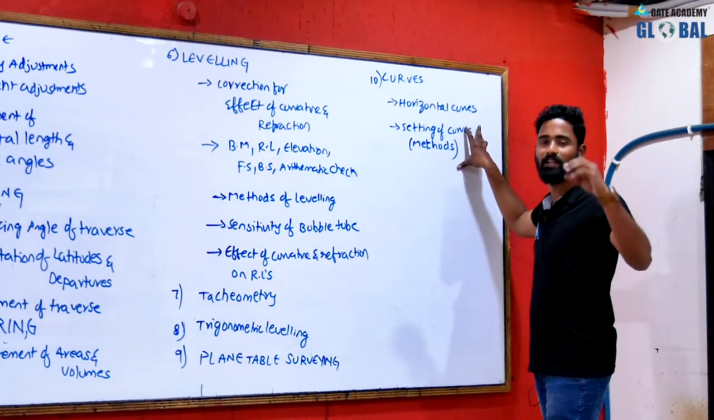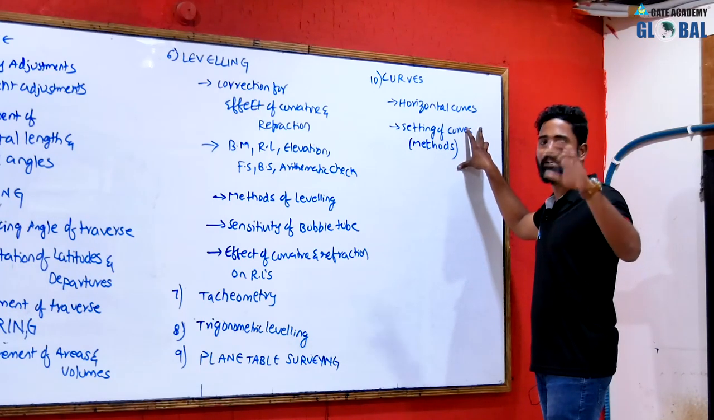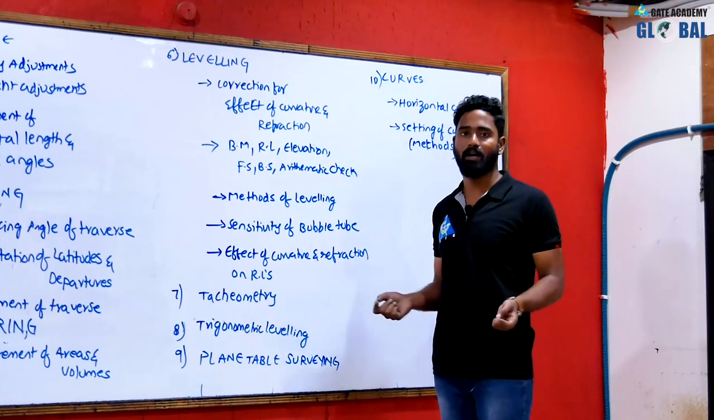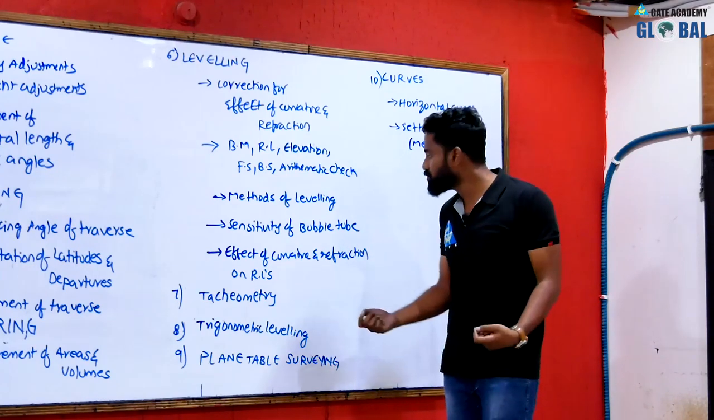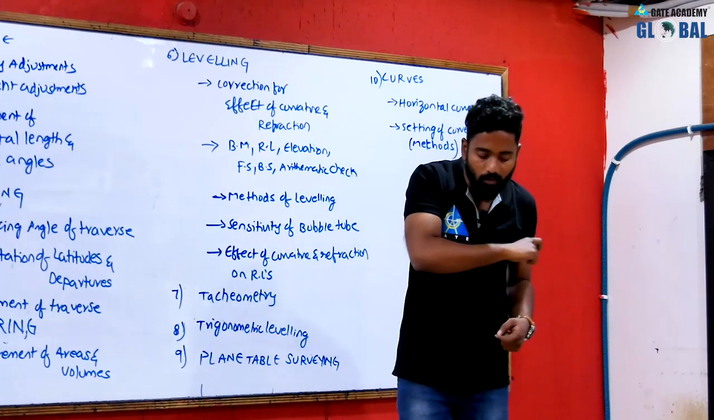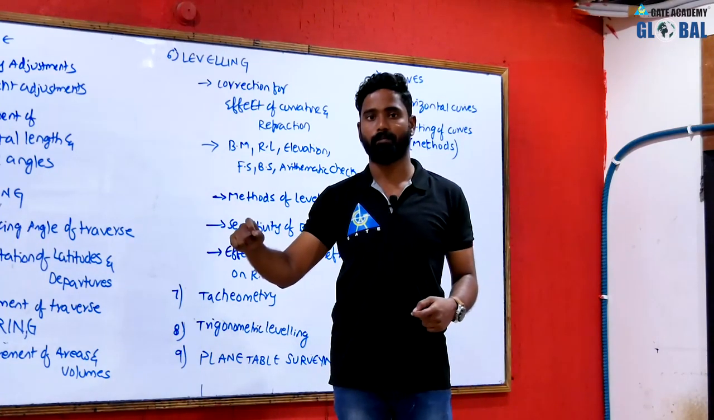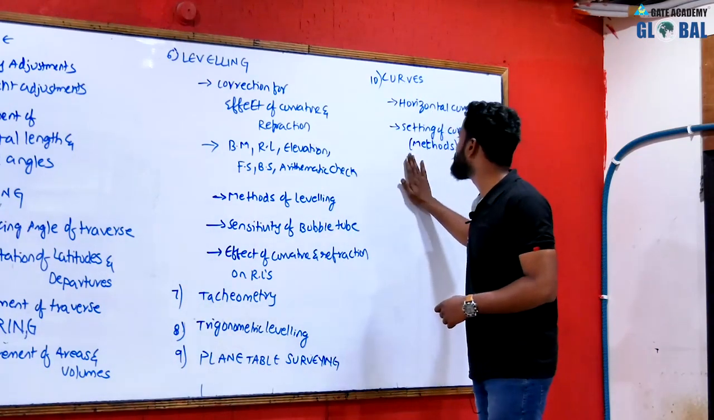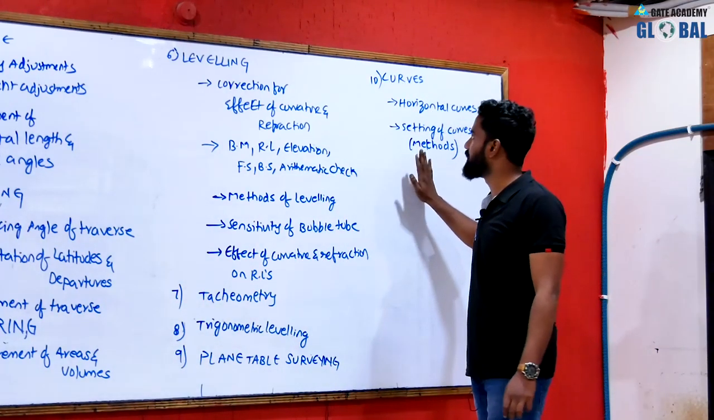Here you are going to measure the tangent distance, apex distance, and then length of the curve, degree of the curve. All those things are used to set the curve. Set the curve means actually we are setting the curve on the field. We are setting the curve on the field, and that is done by all these methods.